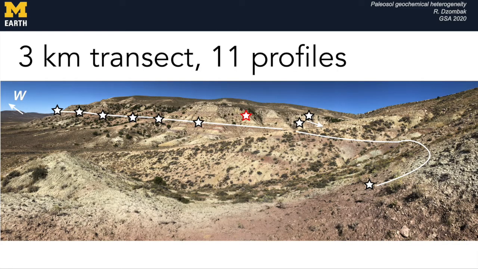And so in this transect, we took 11 profiles, although one, which is marked in the red star, actually ended up being at the next sort of paleosol couplet above ours. So within the continuous paleosol, we have 10 profiles, and then one that we actually compared to for a little bit of temporal variability of climate within the basin.